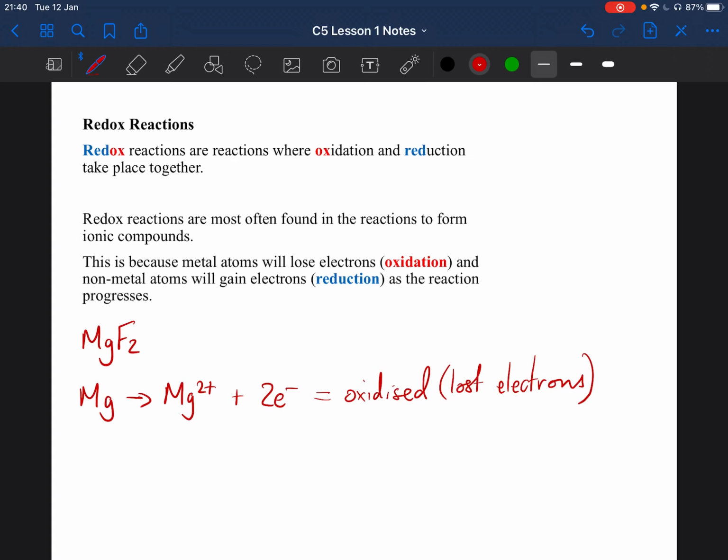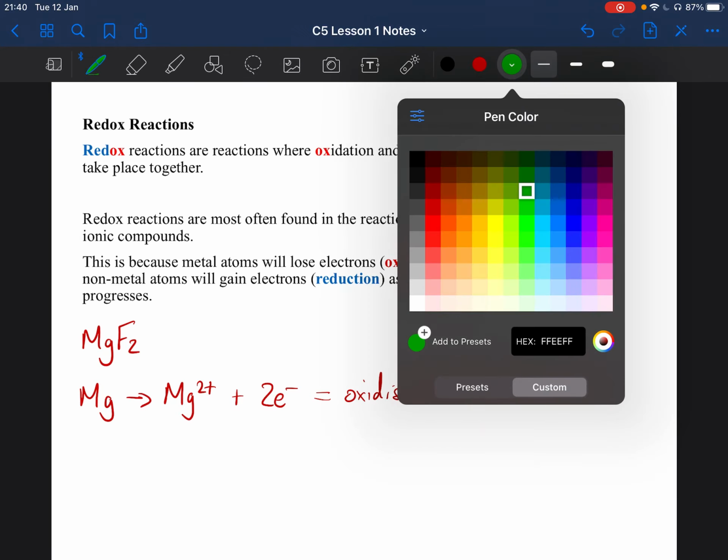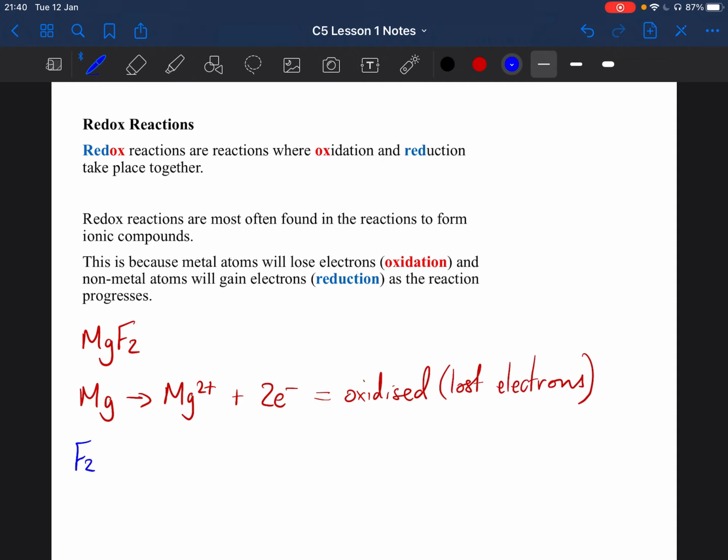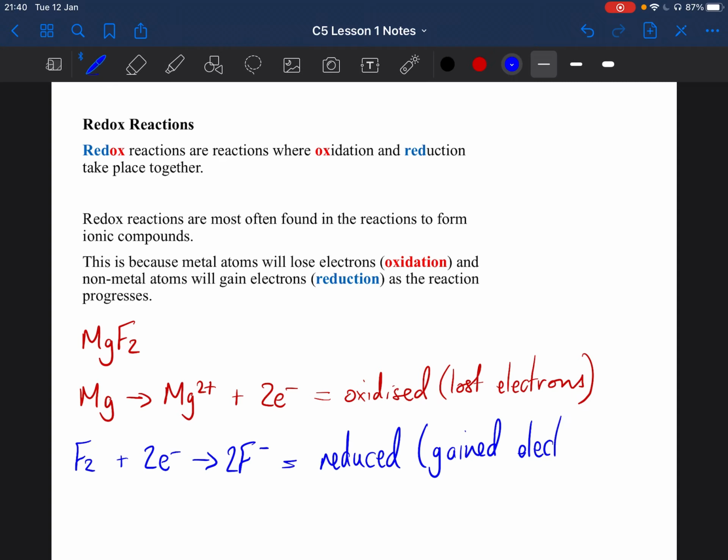I'm going to change colour so this sticks with the colour scheme that I've already got, change to blue. If we look at our fluorine, fluorine exists as pairs, and what happens to fluorine is a non-metal, so it's going to gain the 2 electrons that magnesium lost, and it's going to become 2F−, and this is reduced because it has gained electrons. Okay, guys, and so that's an example of a redox reaction which doesn't involve oxygen.